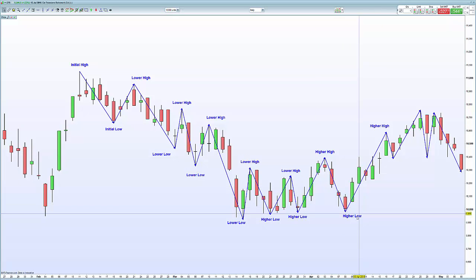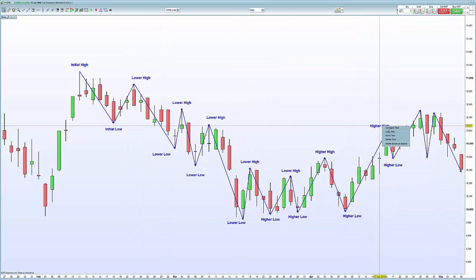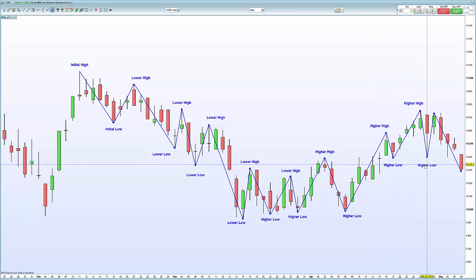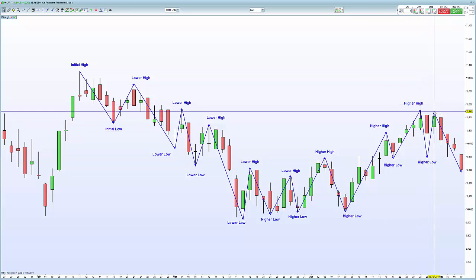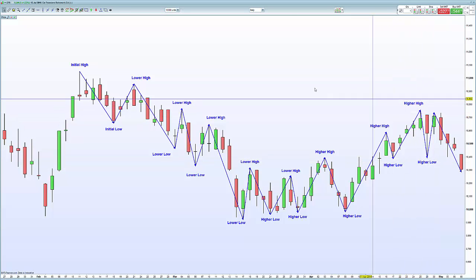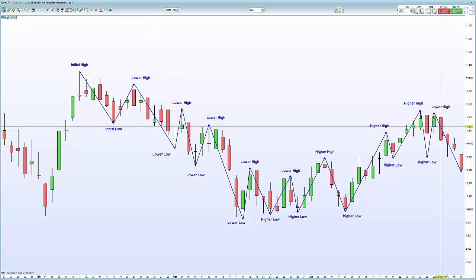So the market is now making higher highs and higher lows, another higher high, just makes a higher low there, and then what happens here? We have the market making a lower high, and then it breaks structure to the downside and starts putting in lower lows again. So what we're seeing here is quite a classic downtrend, consolidation, uptrend, and then the market breaks down again.